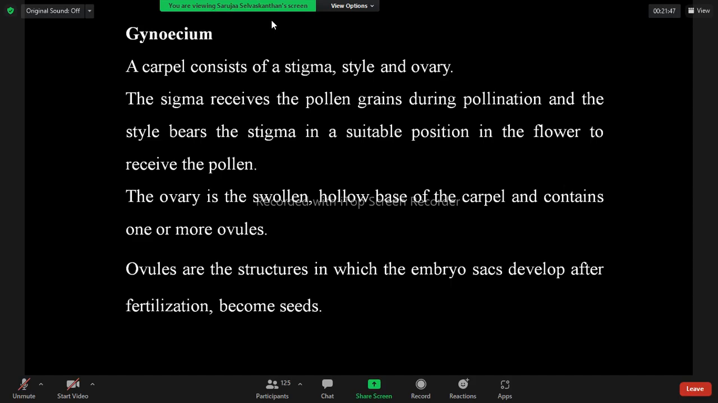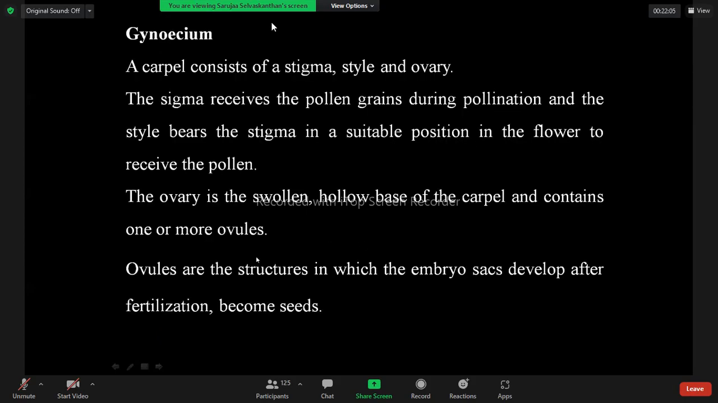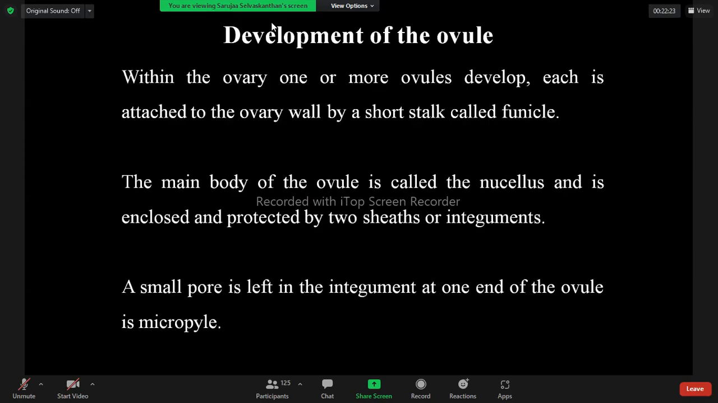The ovary is hollow base of the carpel and contains one or more ovules, right? It is a swollen part. You know, this is the swollen part. This is ovary. The ovules are within the ovary, right? Ovules are the structure in which the embryo sac develop after fertilization and become seeds, right? So the pollination, thereafter fertilization, and it develops into seed, right?